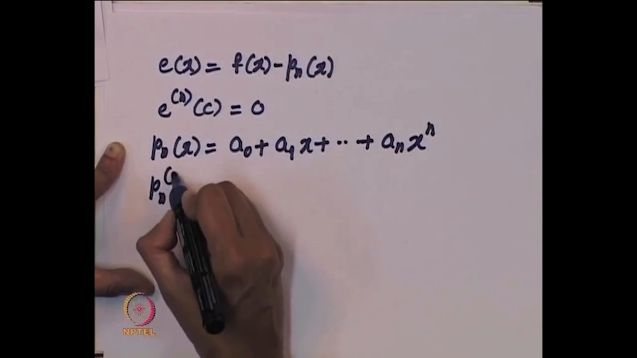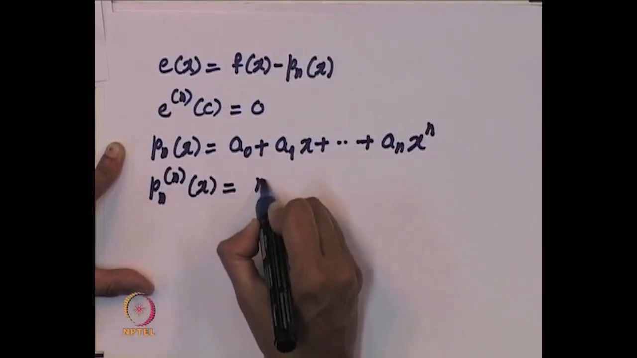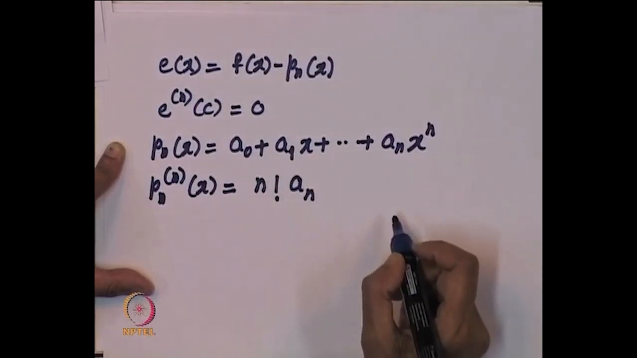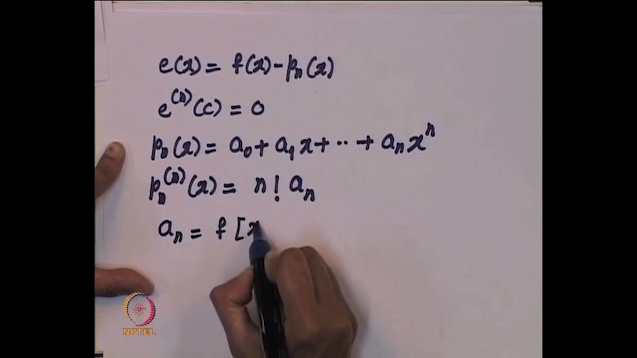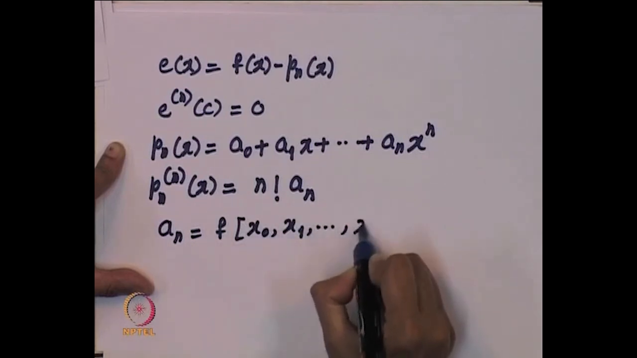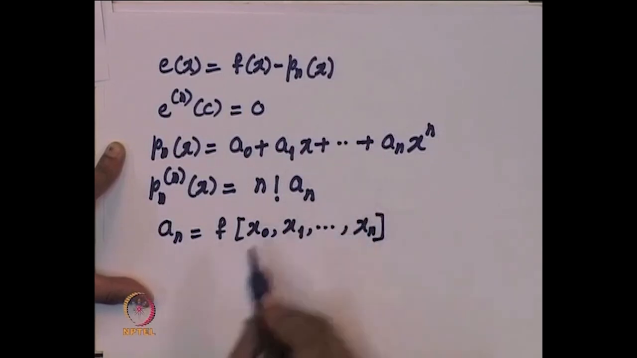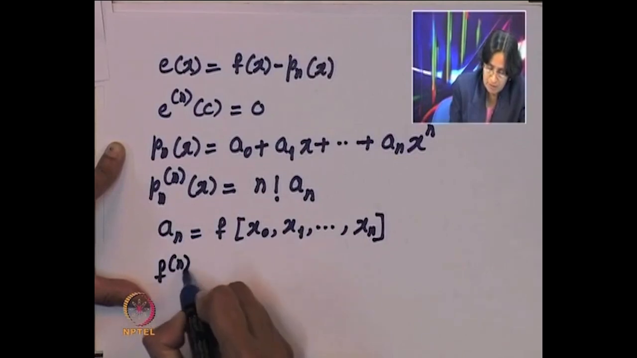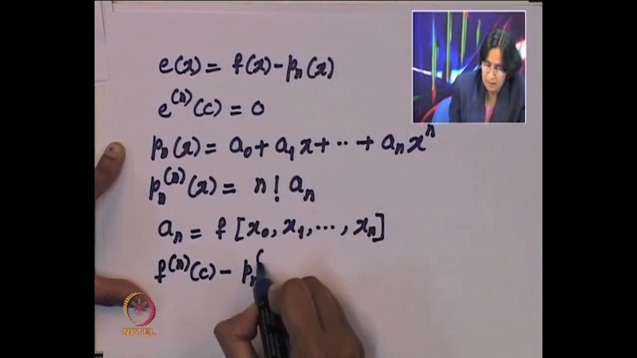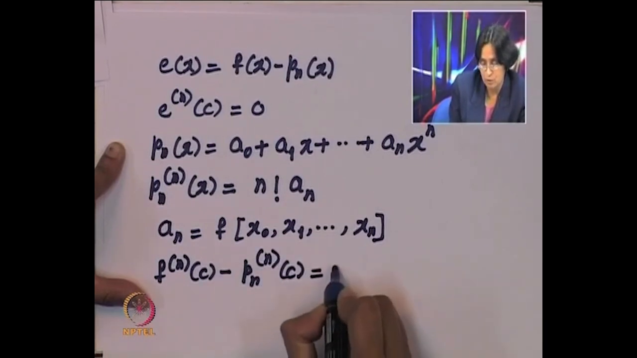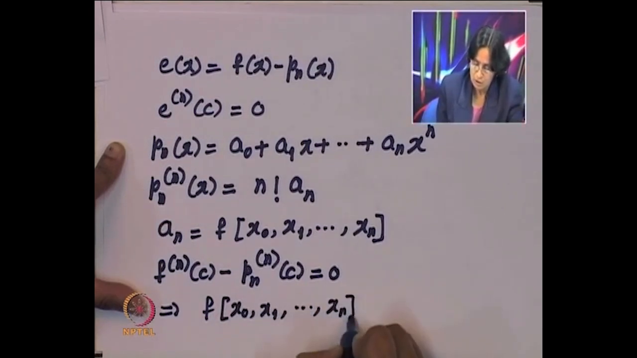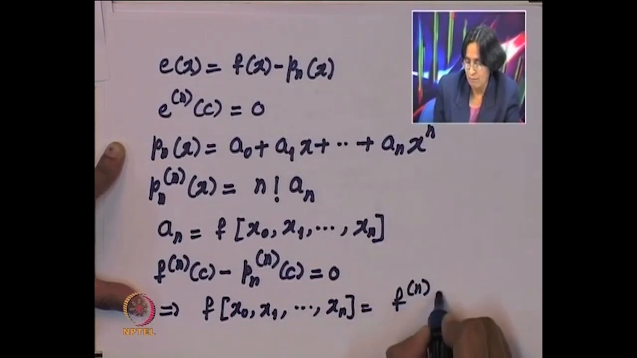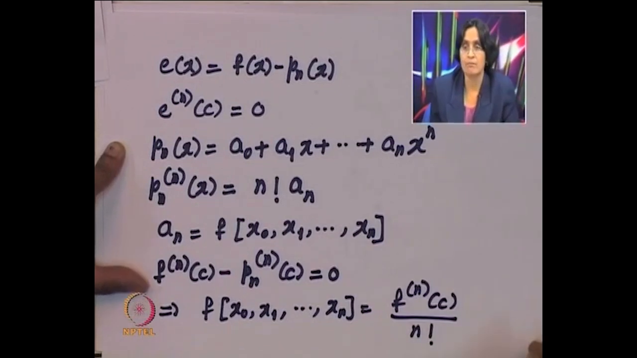When you consider the nth derivative of p n, that is going to be n factorial into a n, and by definition of divided difference, a n is nothing but the divided difference based on x 0, x 1 up to x n, and thus we get f n at c minus the nth derivative of p n at c to be equal to 0, which will give us f of x 0, x 1 up to x n to be equal to the nth derivative of f evaluated at c divided by n factorial.